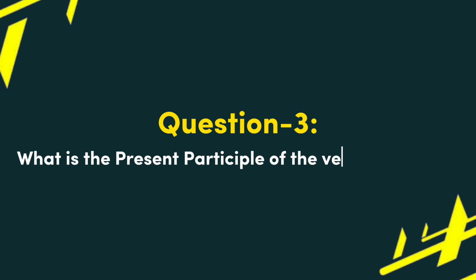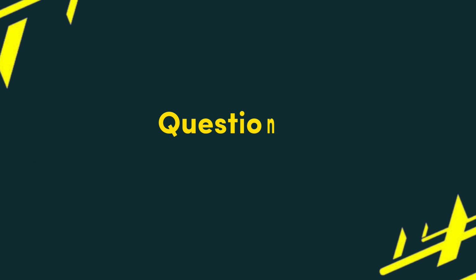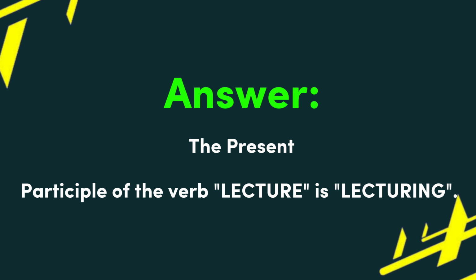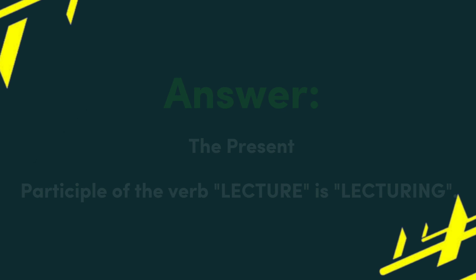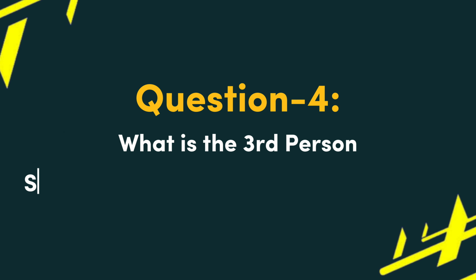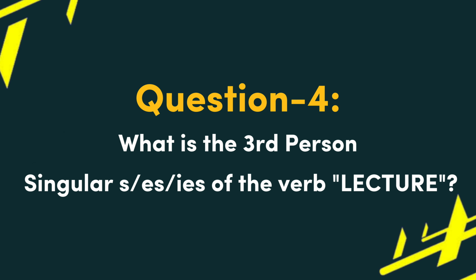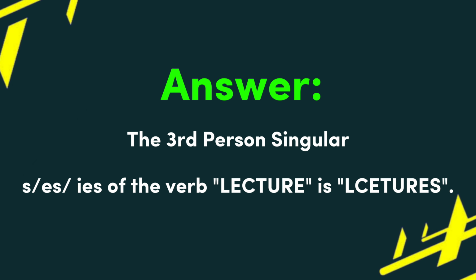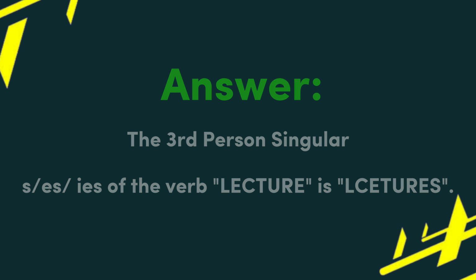Question 3. What is the present participle of the verb lecture? Answer. The present participle of the verb lecture is lecturing. Question 4. What is the third person singular s/es/ies form of the verb lecture? Answer. The third person singular s/es/ies form of the verb lecture is lectures.